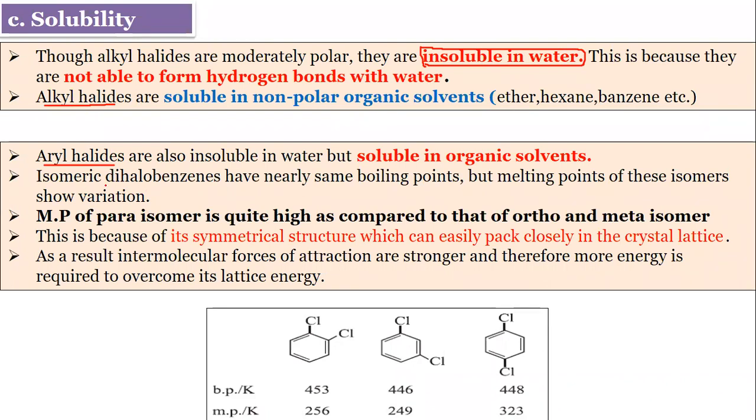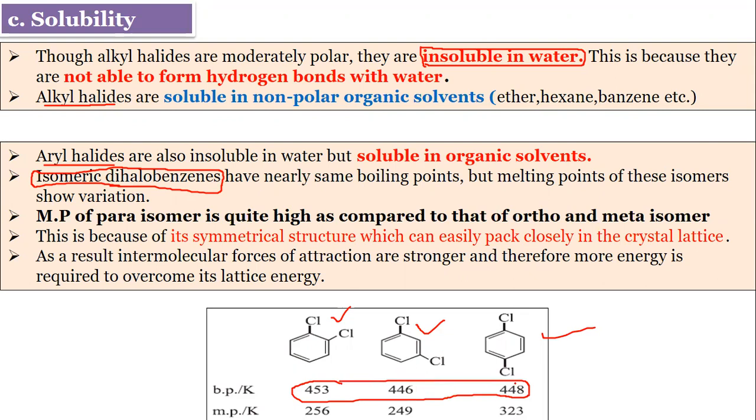But in case of isomeric dihalobenzenes, this is very important for the CET. Please concentrate. One example is given here. This is 1,2, ortho. This is 1,3, meta dichlorobenzene, and this is para dichlorobenzene. If you observe, the boiling points are nearly the same, meaning a 1 or 2 or 3 degree difference. This is 453 Kelvin, this is 446 Kelvin, and in case of para, it is 448 Kelvin.